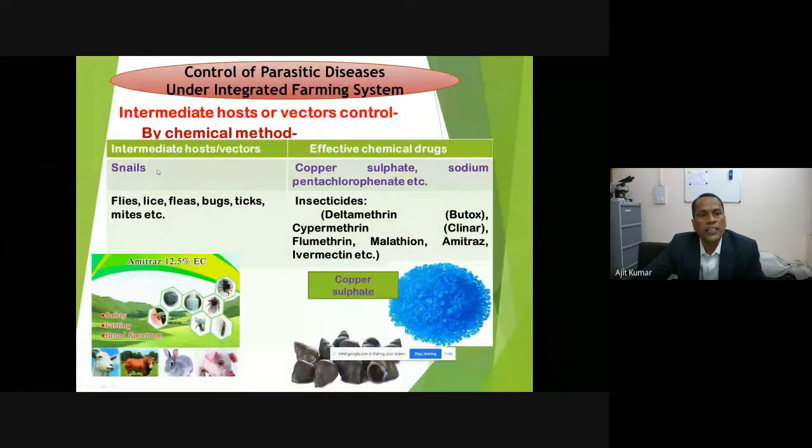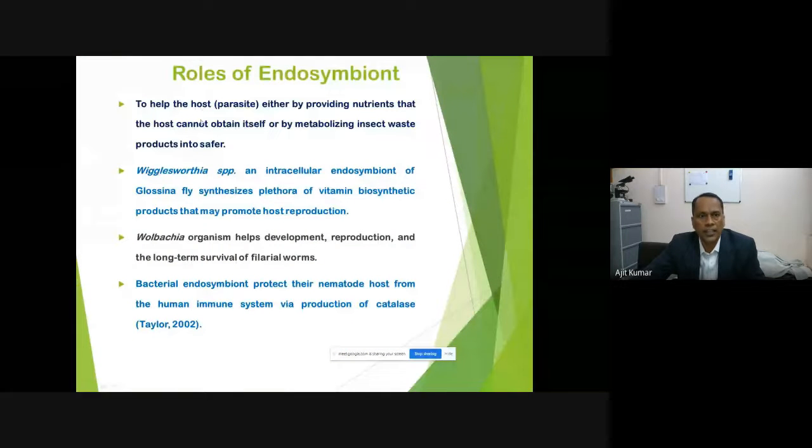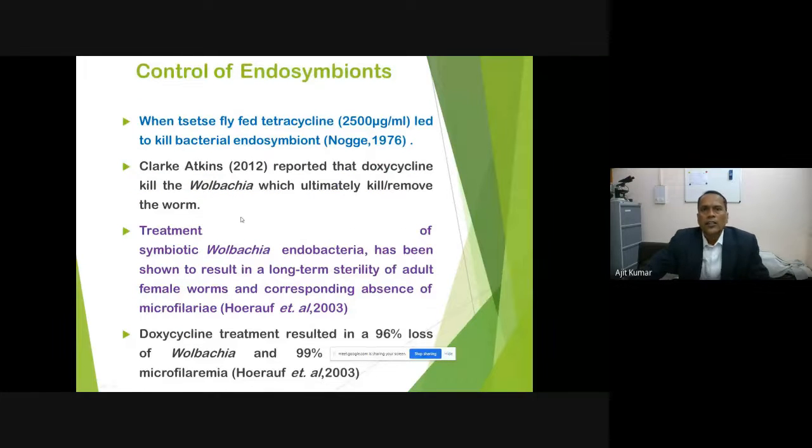Wolbachia is the important endosymbiont. This is the role of the endosymbiont, to help the parasite by providing nutrition and for reproduction of the parasite. Wolbachia is a gram negative bacterium, an important endosymbiont found in different types of filarial nematodes like Onchocerca, Wuchereria bancrofti, Dirofilaria immitis, and different types of mosquito.